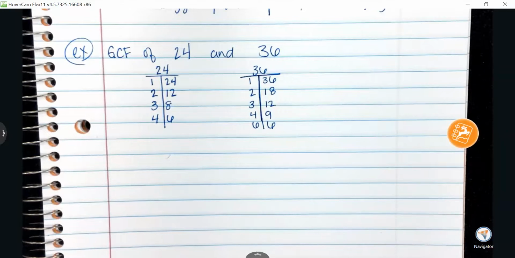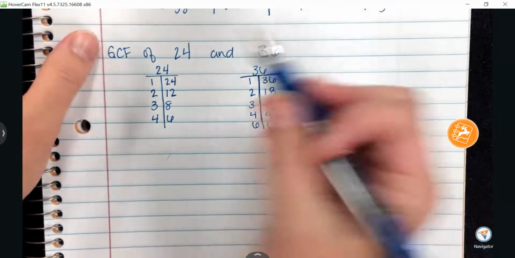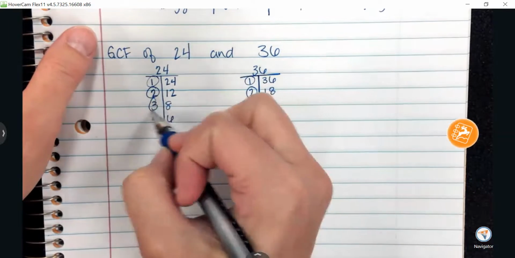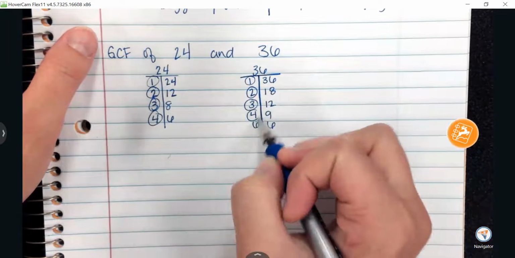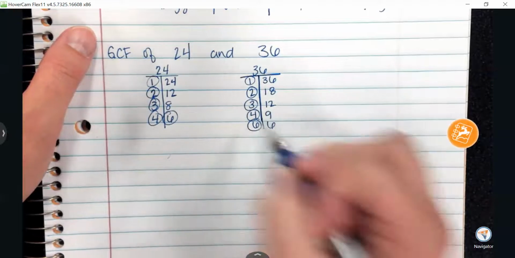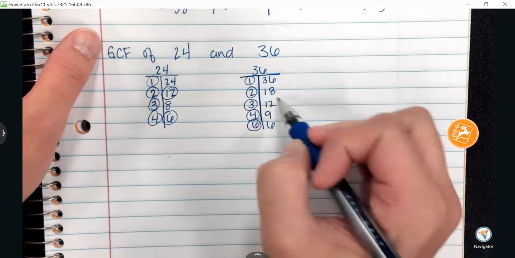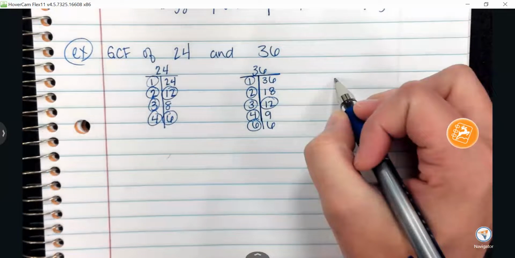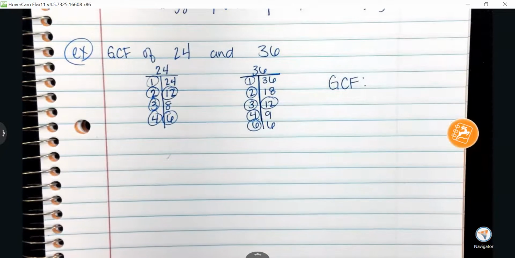All right, everybody have our tables? Okay. All right, so now let's start here. What numbers do they have the same? They have 1, 2, 3, what else? 4, what else? 6, what else? 12. So those are all the numbers they have the same, but GCF means the greatest.